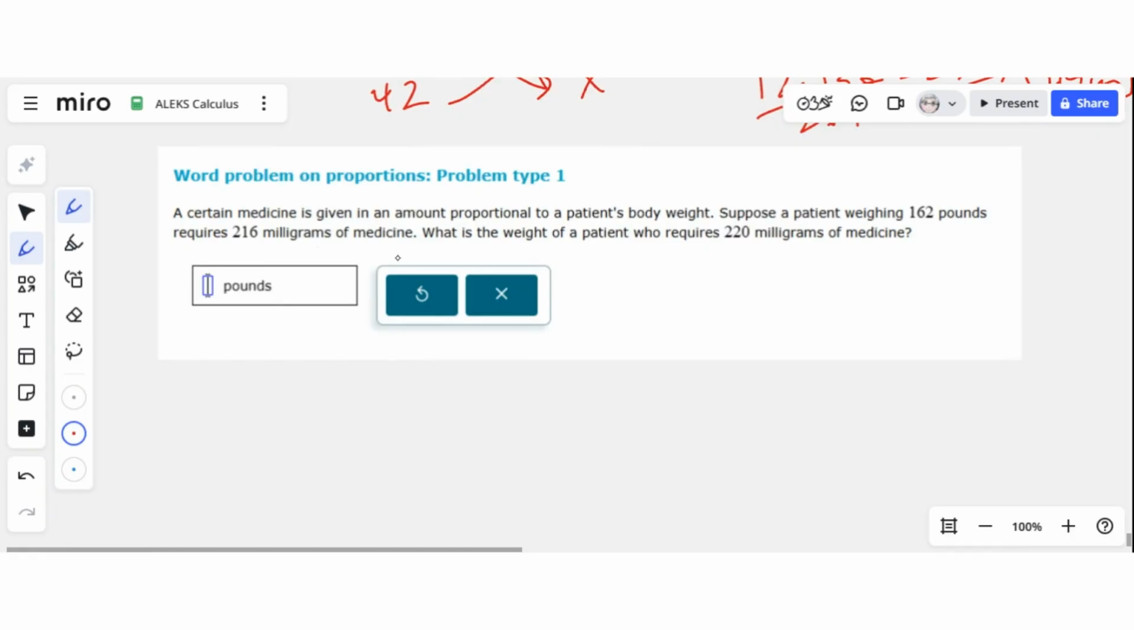It says a certain medicine is given in an amount proportional to a patient's body weight. Suppose a patient weighing 162 pounds requires 216 milligrams of medicine. What is the weight of a patient who requires 220 milligrams of medicine? Okay, so in this first set of numbers, we have a 162-pound person who gets 216 milligrams of medicine. In the second set, we want to find the weight, and that's what we put on top here. So we're going to put our variable up there, and the amount of medicine was 220 milligrams. Looks like that's just a little bit more, so I would imagine this person, x, is going to weigh just a little bit more than 162.